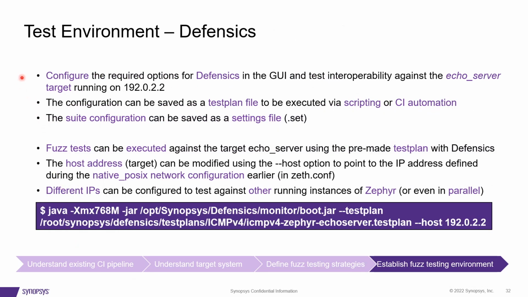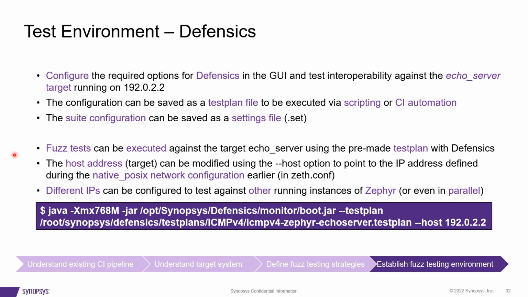Now we have our target application running. We need to configure our fuzz testing tool Defensics. We set the target IP address to 192.0.22. We also can save our configuration in the fuzz testing tool as a test plan file, which can later on be executed via scripting or called from a CI automation server. We can also save the suite configurations as a settings file.